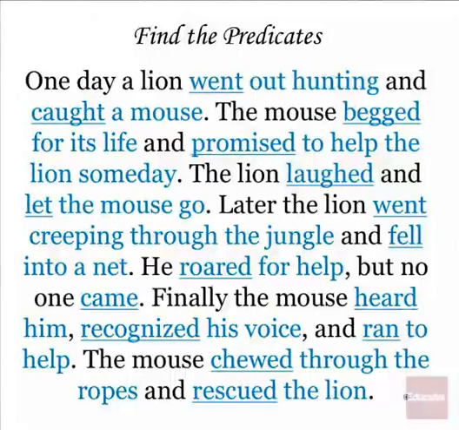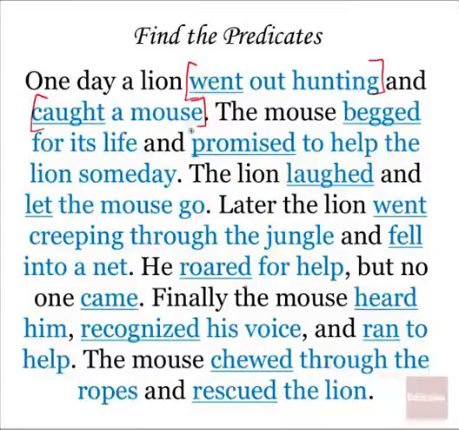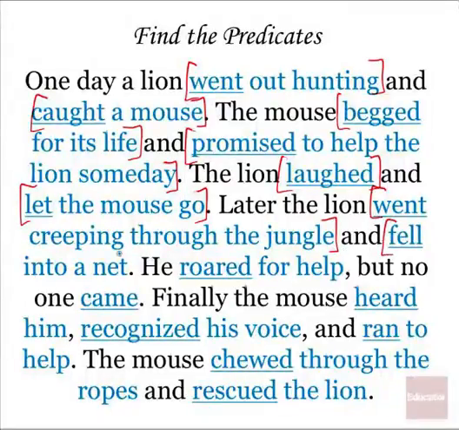And here we are. One day a lion went out hunting and caught a mouse. We have a compound predicate there. The mouse begged for its life and promised to help the lion someday. The lion laughed and let the mouse go. The story is just full of compound predicates. Later, the lion went creeping through the jungle and fell into a net. He roared for help, but no one came.